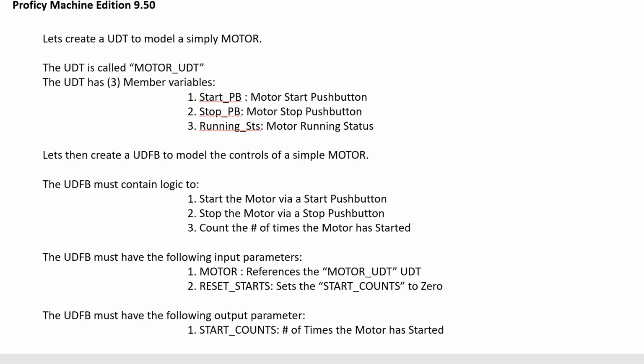So every time the motor has turned on and we track it, maybe we want to reset those starts. So we'll have an input parameter called reset_starts, just to restart our counts. And then on the output side, we're going to have a parameter used to track the number of times the motor has started. So I know it's a lot to chew on, but we're going to be walking through this together, and we're going to create this UDT and UDFB. So without further ado, let's get started.